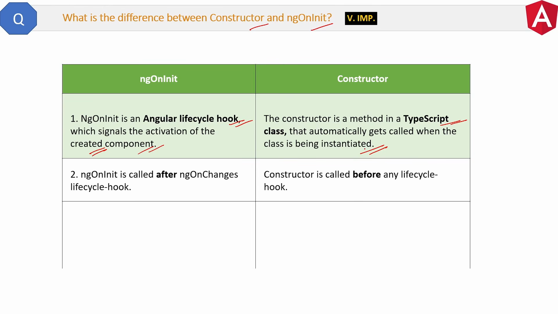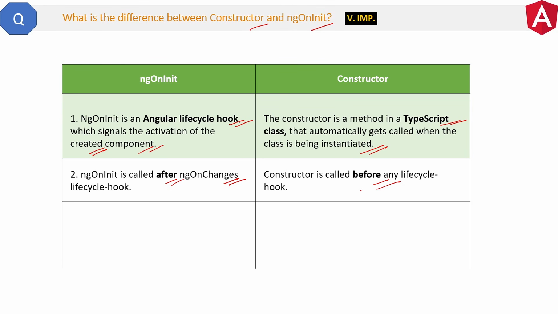The second difference is ngOnInit is called after the ngOnChanges lifecycle hook, whereas constructor is called before any lifecycle hook. The first lifecycle hook is ngOnChanges, but the constructor will be called even before that. So when the constructor is called, the component is not yet created or not yet ready.